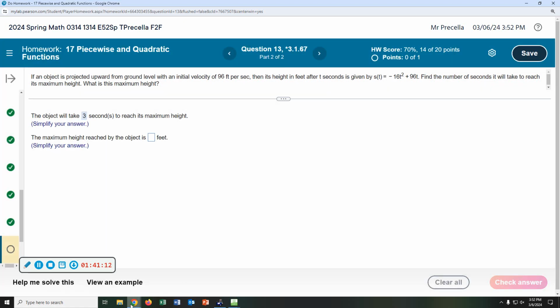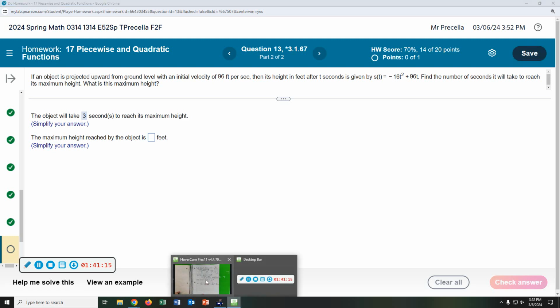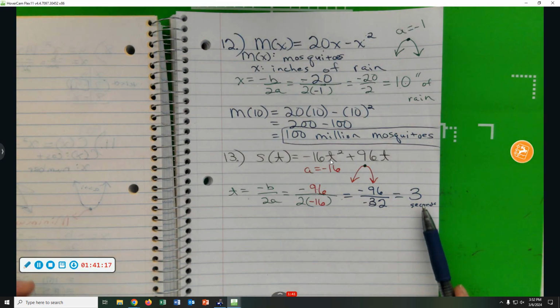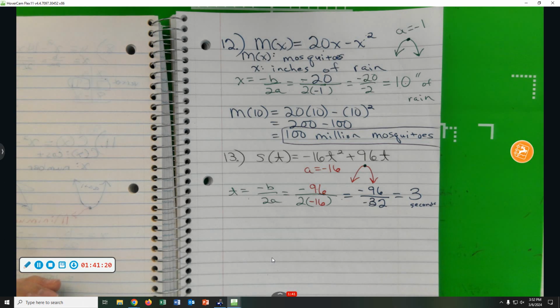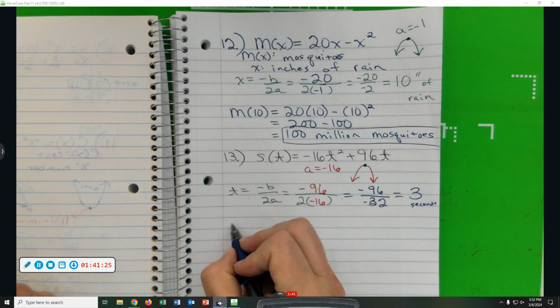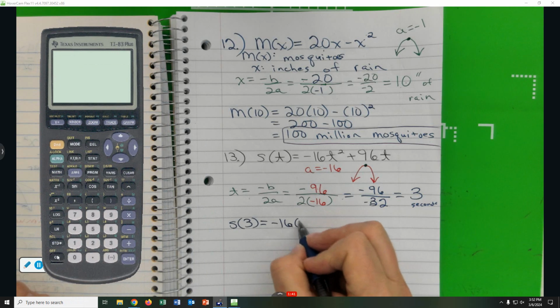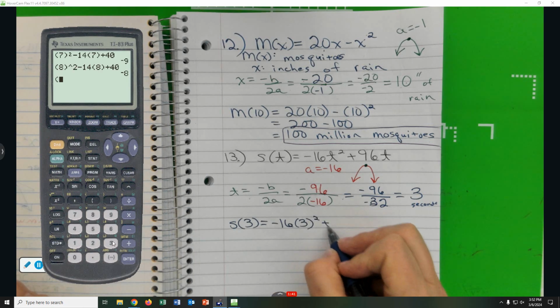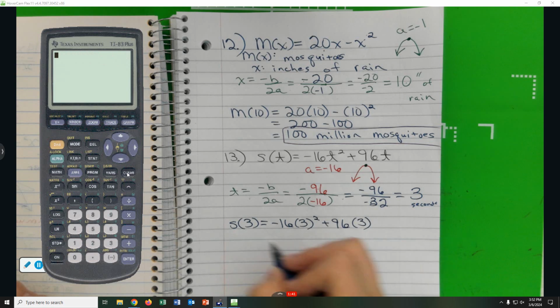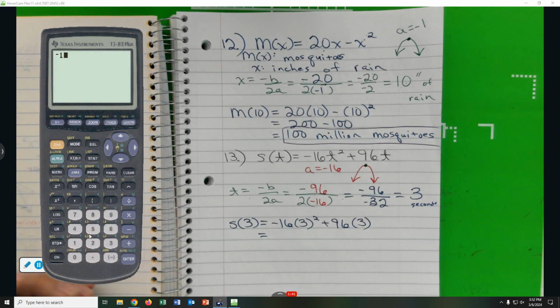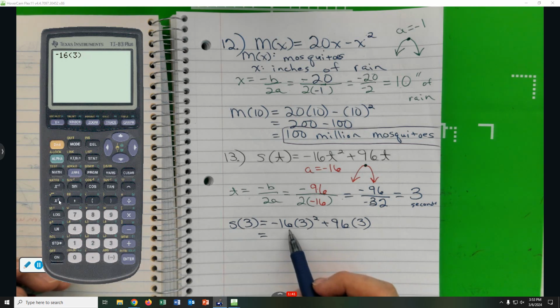And now we want to know the actual height. How high did that object go? Once we know the first coordinate of the vertex, what do we do to find the value of the function? Plug it in. So the height after 3 seconds is negative 16 times 3 squared plus 96 times 3. That's 288 minus 144, so a positive 144.